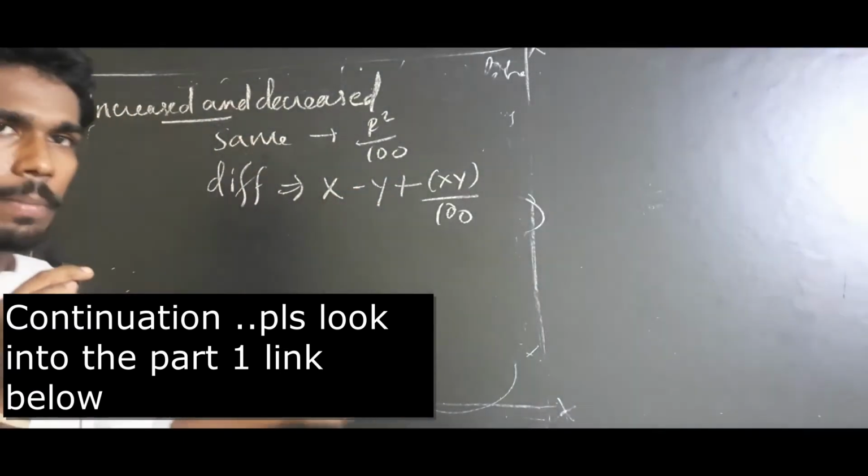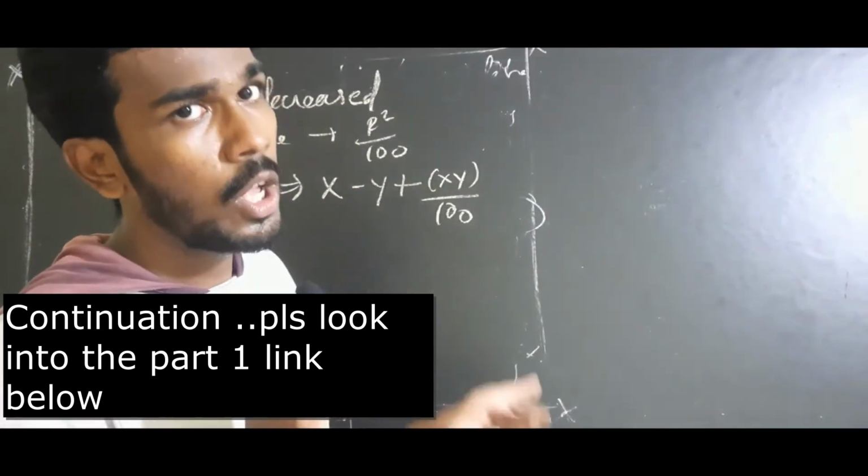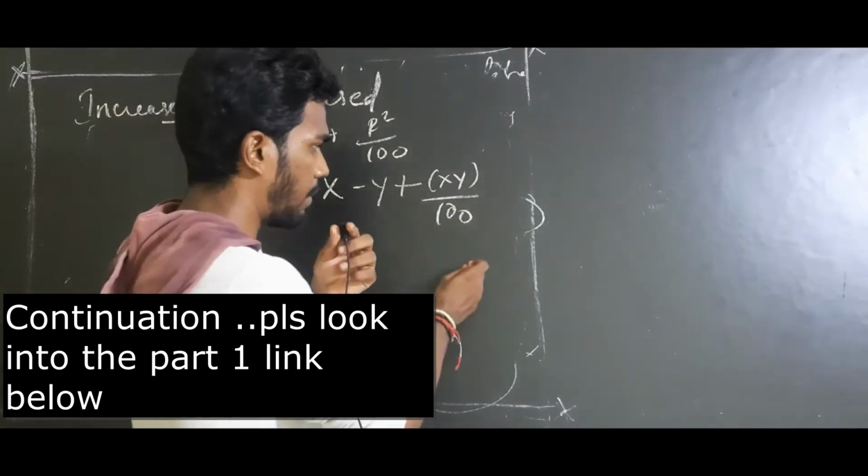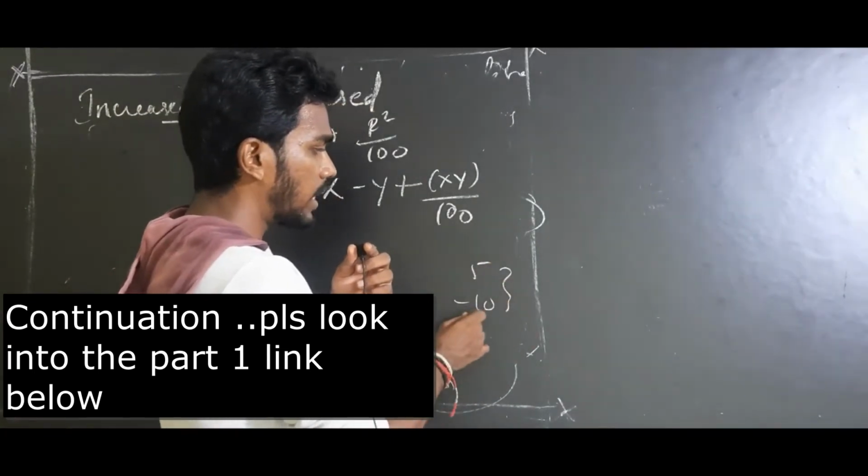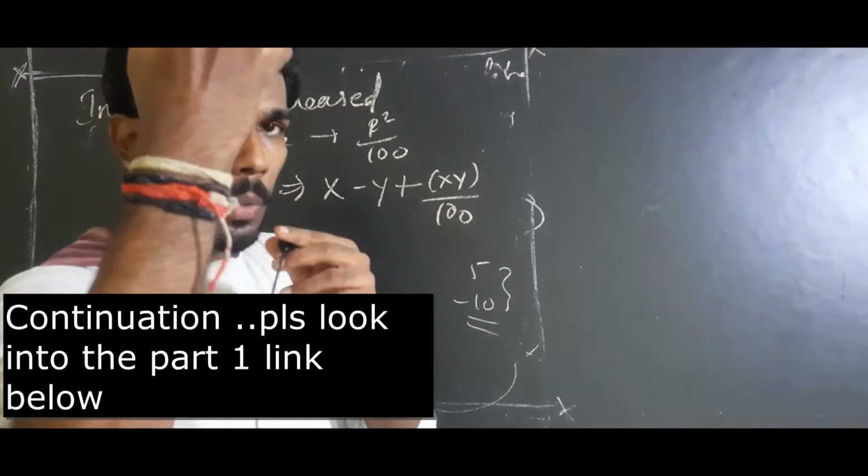Suppose it is increased by 5% and decreased by 10%. What will be the total decrease? Because it is increasing by 5 and decreasing by 10, obviously the decrease percentage is more. So it will be cumulatively decreased.